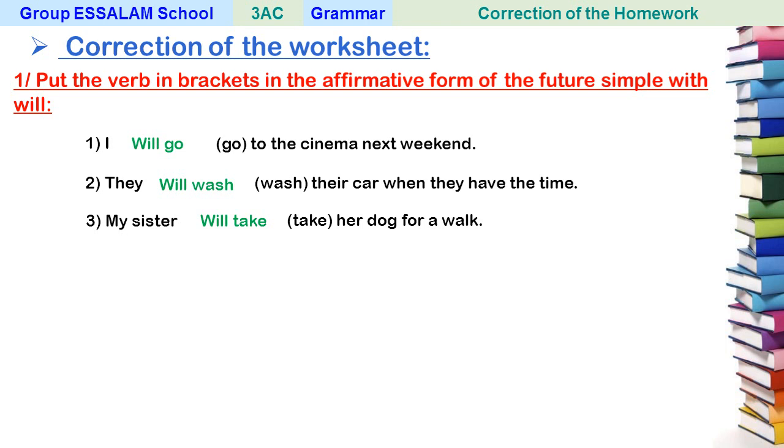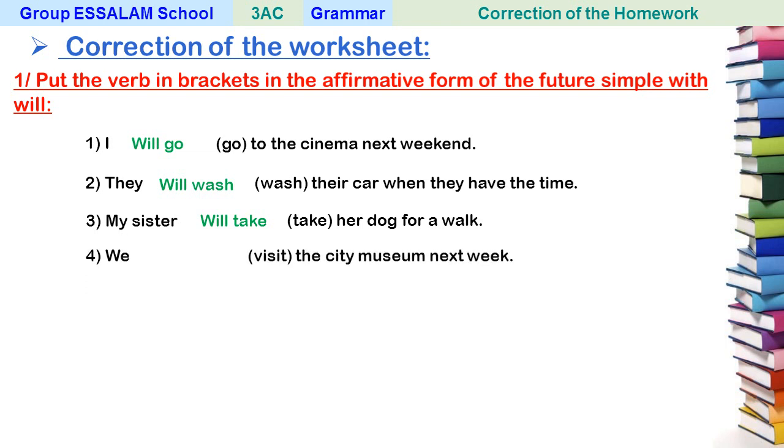All of them are the same. We should write subject plus will plus the verb in the infinitive, even though you have he or she or it. For example, here my sister, we cannot say my sister will takes. No, the verb should be in the infinitive. Is it okay?